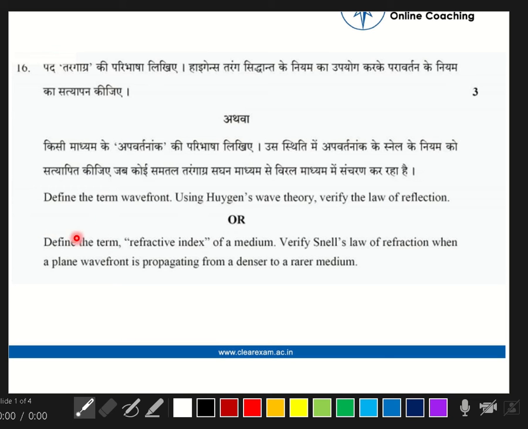Hello everyone, let's start with 16th question. In this question we have two choices. Let's start with the first one. Define the term wavefront using Huygens wave theory. Verify the law of reflection.